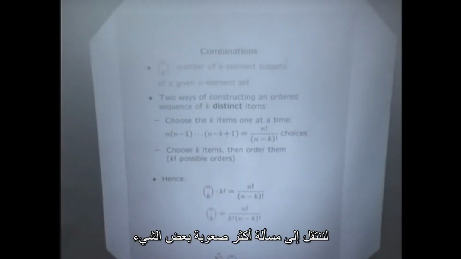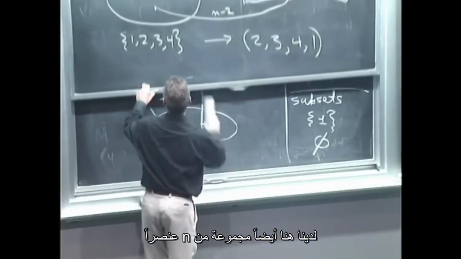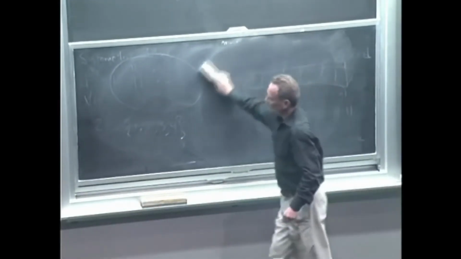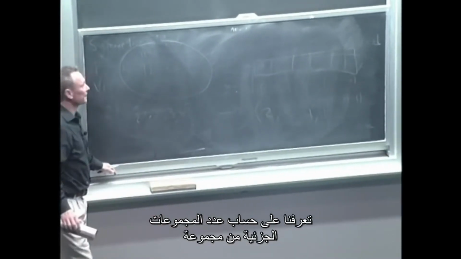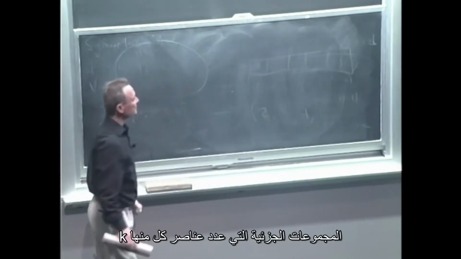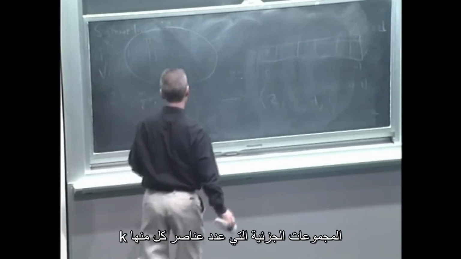Okay. So now let's get to a slightly more difficult problem. We're given once more a set with n elements. We already know how many subsets that set has, but now we will be interested in subsets that have exactly k elements in them.